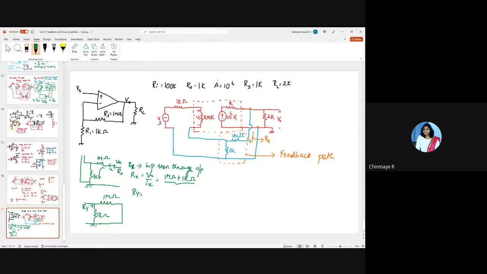So now, with this arrangement, you're going to try and find out what is Ry. Ry again, you can find out by giving a small voltage Vi and trying to find what is I. So when you give a small voltage Vy here, what happens to the current? Will the same current flow through both 1K and 1 mega ohm?